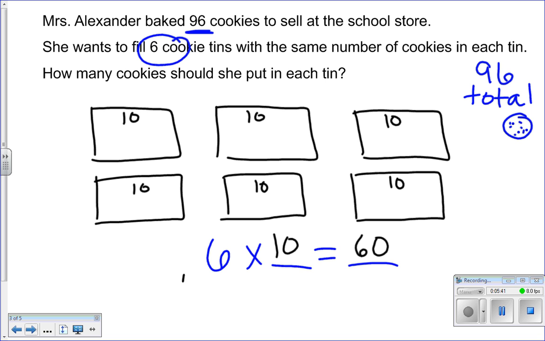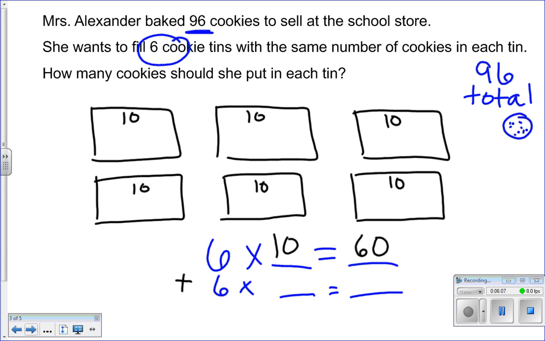So, looking at our next step, we still need to do more groups of 6. Do you think we could do another group of 10? No, I don't, because if I put 60 up here again, 6 times 10 equals 60, I know 60 and 60 equal 120, and I only have 96 cookies. So that would be too much.